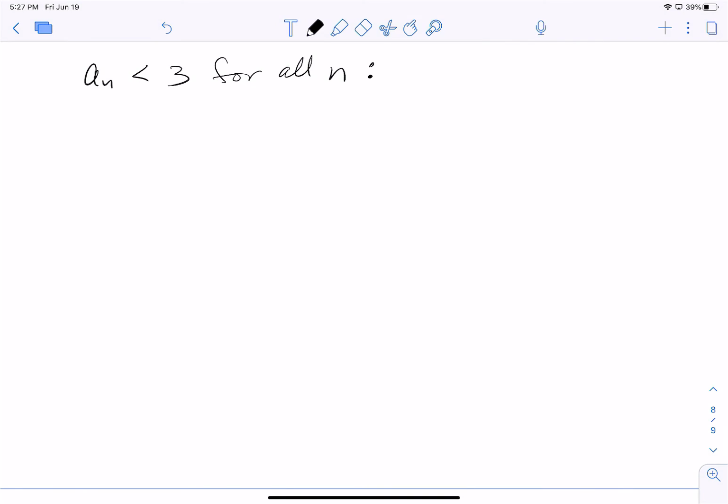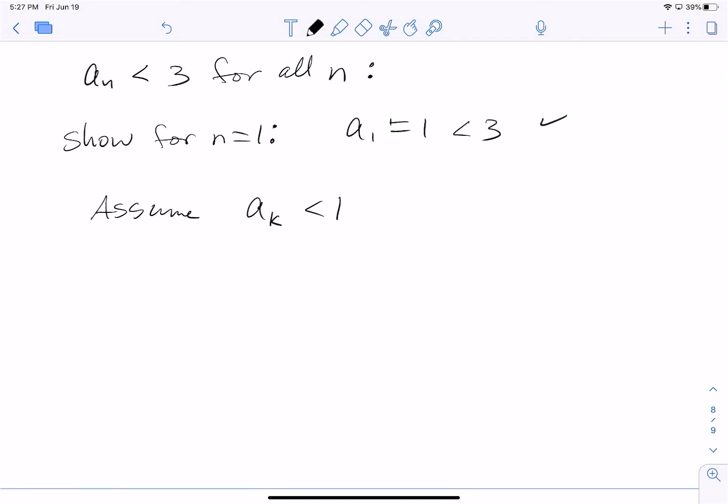Now we'll make the statement that a sub n is less than 3 for all n. Now, of course, that's not a proof, right? I'm just letting you know, it's a roadmap. This is what we're doing. Let's show that it's true for n equals 1. Well, a sub 1 is equal to 1. That's less than 3. I know, that didn't seem like much, but it's required. Now, let's assume that a sub k is less than 3 for some k. What we're about to do looks a whole lot like what we just did.